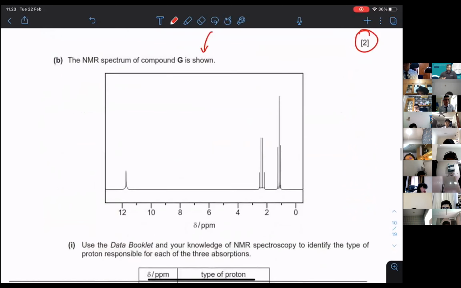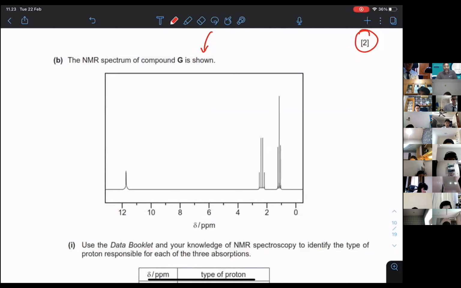And then you have this NMR spectrum of G. If you look over here, Jackson, is this low resolution or high resolution NMR? Why? We can see the splits. Yes, because we can see splitting.